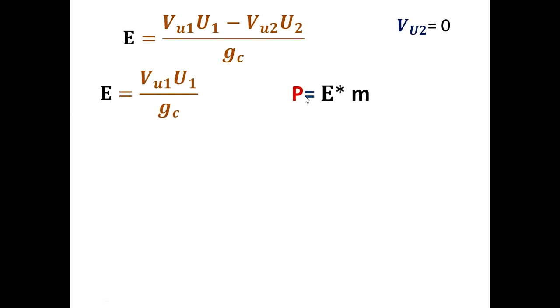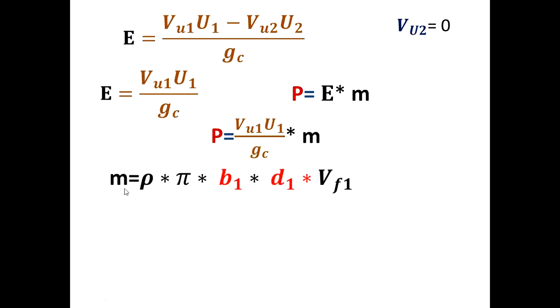Power is equal to E into mass flow rate. Power is equal to U1 Vu1 divided by gc, that into mass flow rate. And the mass flow rate you don't know. You know that mass flow rate will be rho A V. A means pi D1 B1, Vf1. Therefore you can put the value pi into 0.6 into 0.15 into 3. Flow velocity only you want to take, at the inlet point, Vf1.